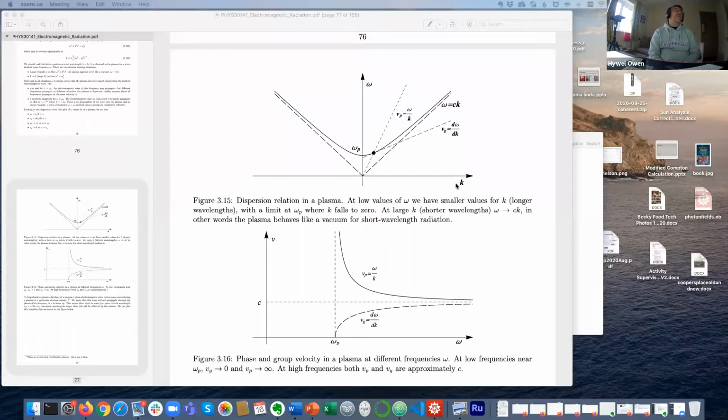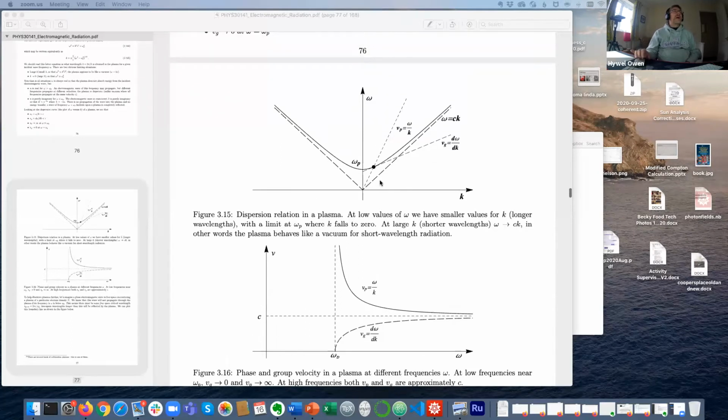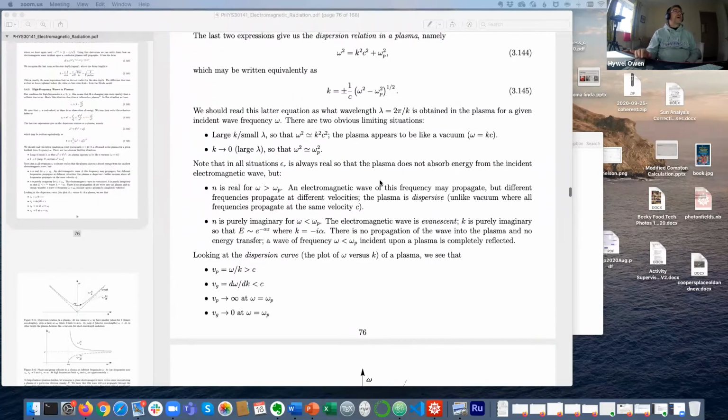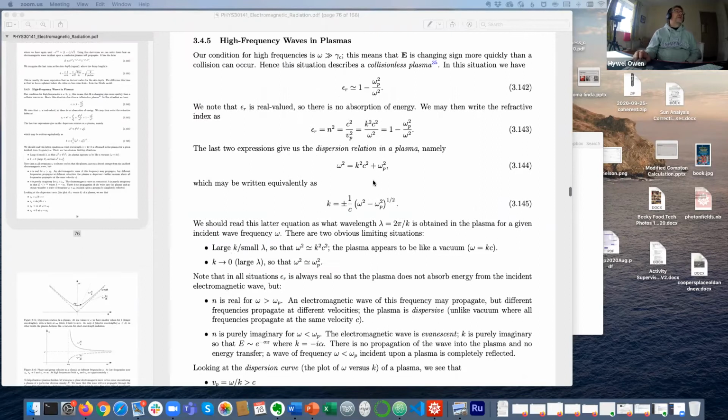And we want to find out what the variation of wavelength is as a function of omega. So k is the wave number from which we can get the wavelength. Really we should think about this figure 3.15 as being the frequency is the independent variable and k is the dependent variable. However, we conventionally display it this way around, the way it's shown here, because we tend to write the dispersion relation in this form, which is equation 3.144.